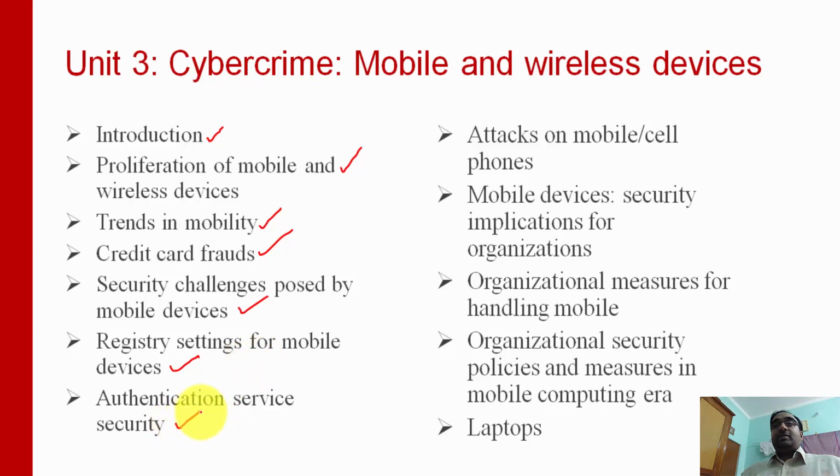And then we will look at some other things related to authentication service security, followed by different kinds of attacks that can be performed on mobile or cell phones. And then we will look at security implications for organizations with respect to mobile and wireless devices. And then we will see some of the measures that can be incorporated by organizations for handling mobiles, and then organizational security policies and measures. And finally, we will conclude module 3 with laptops, that is, how to secure laptops. That's it. Now let's see the introduction.